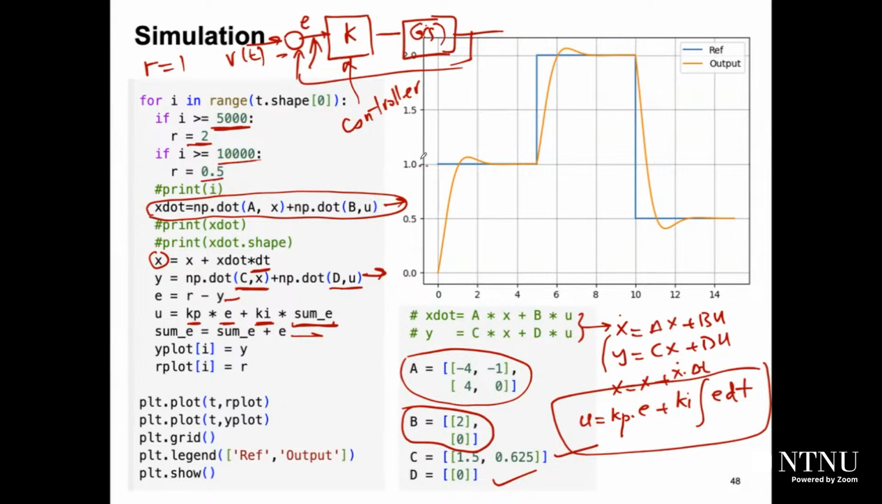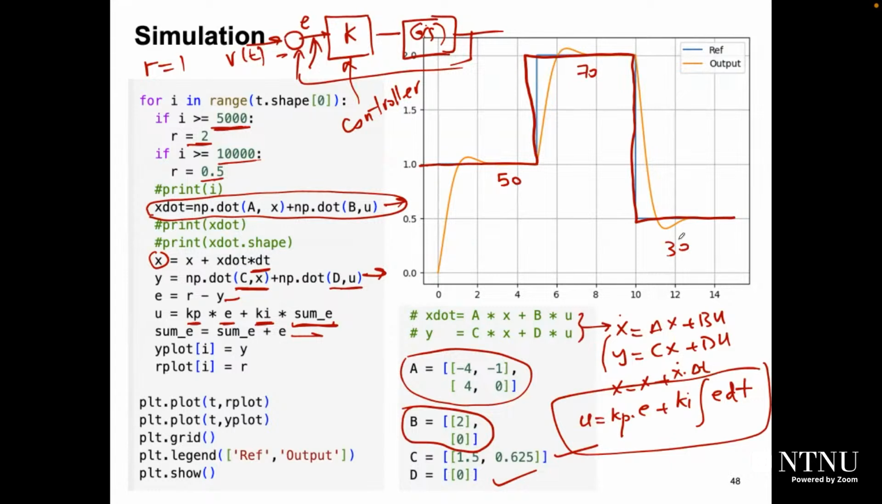So the reference will be like this one. It will be 1, and from 1 it will change to 2, and from 2 it will go back again to 0.5. So it's like driving your car, for example, and you are driving at 50 kilometers per hour now, and you will go to maybe 70, and you will go back again to maybe 30 kilometers per hour, for example, right? Like this one.